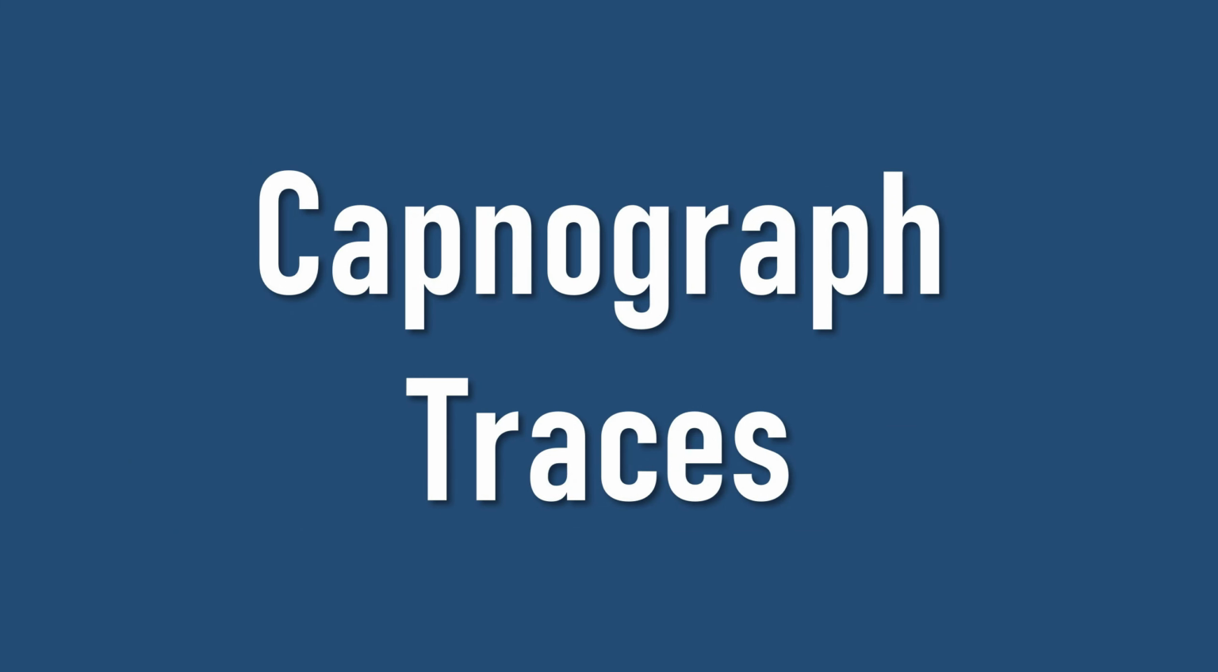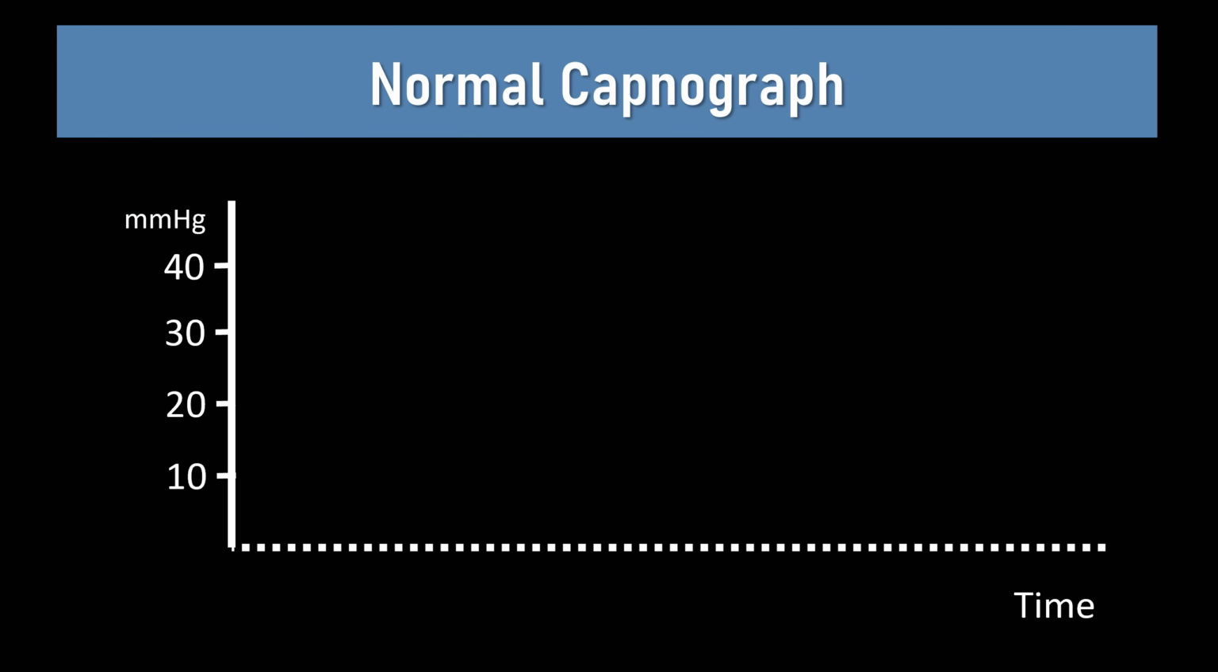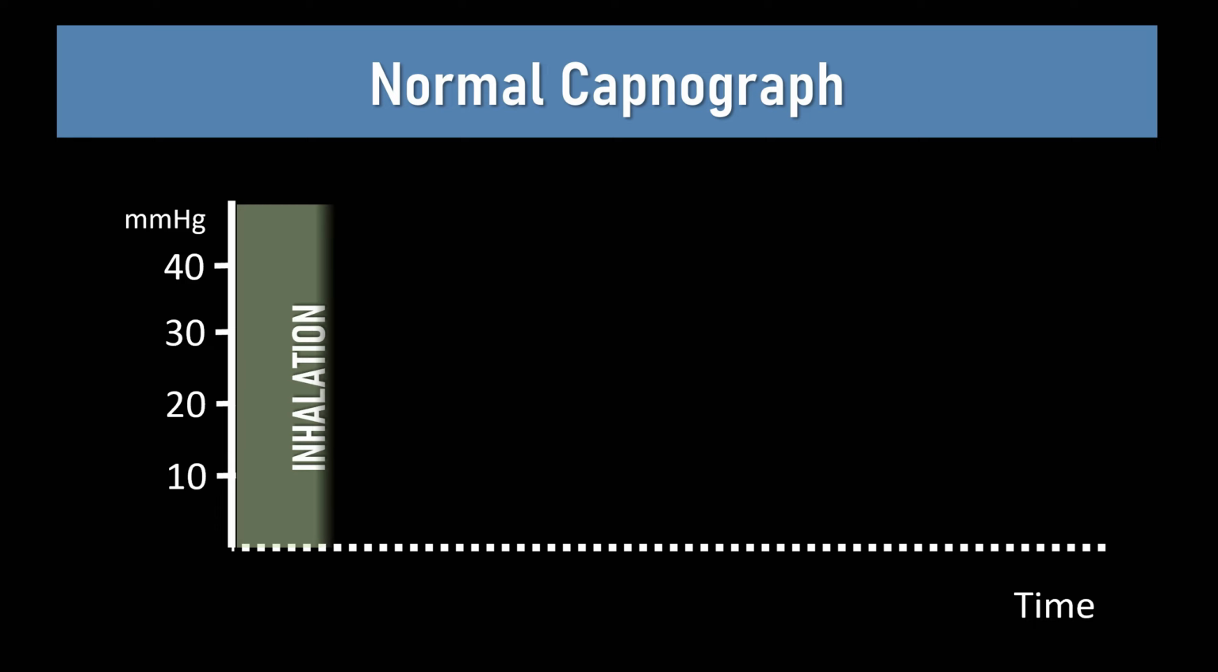Let's look at some capnograph traces. Now, this is the normal capnograph. Just take note of the different axes here. On the left-hand side, you'll see the end-tidal CO2 in millimeters of mercury. You can divide that by 7.6 for kilopascals. And on the horizontal axis, we have time. Now, during inspiration, there's no CO2 because there's essentially no carbon dioxide that is measurable in inspired air. Most of the time anyway.